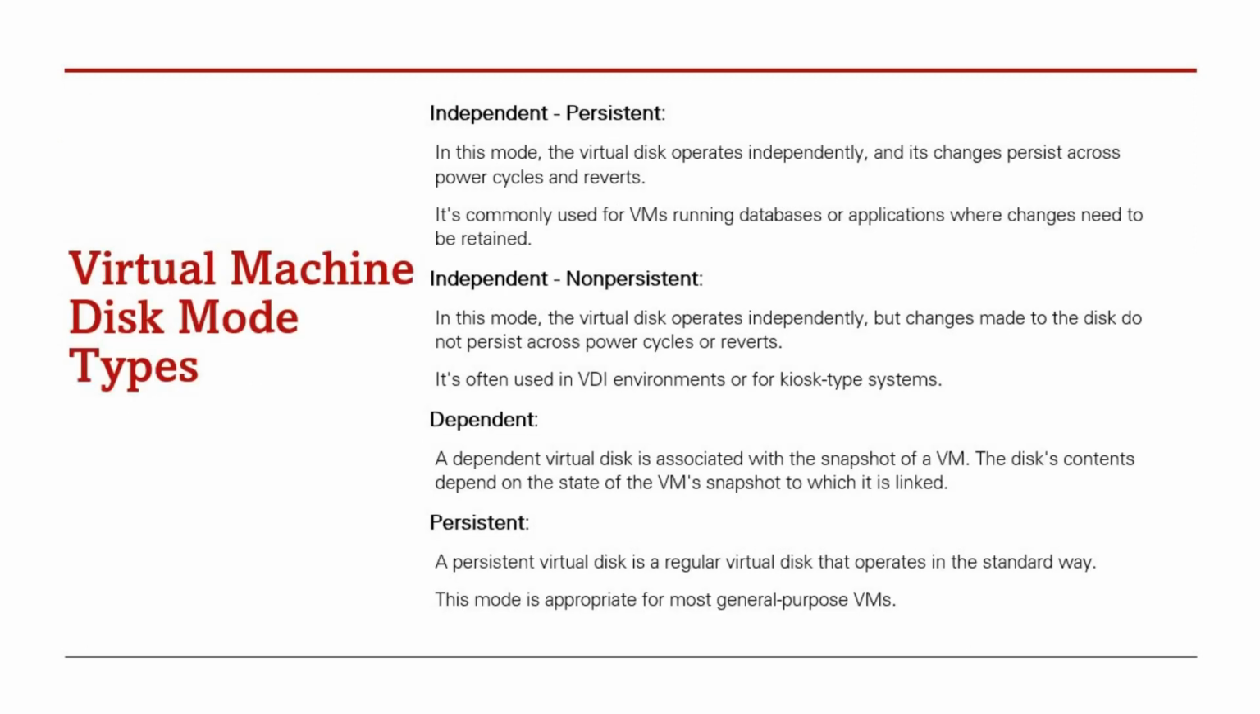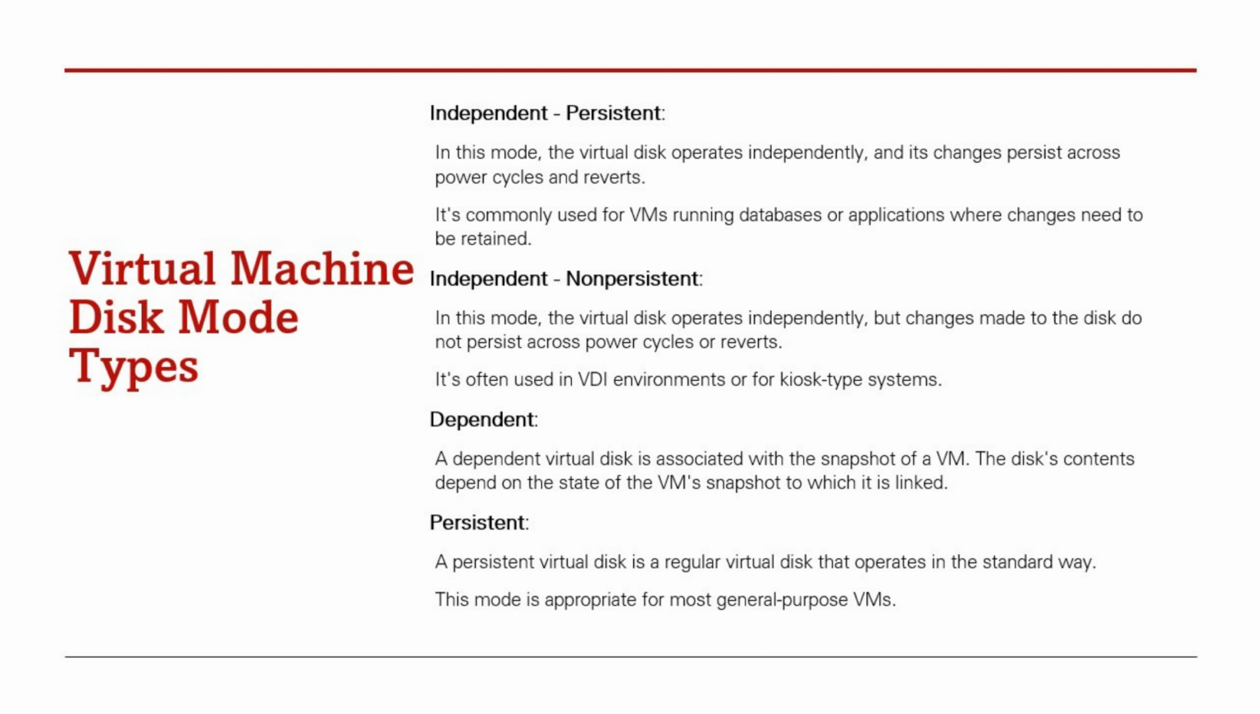Virtual machine disk mode types. Independent, persistent. In this mode, the virtual disk operates independently and its changes persist across power cycles and reverts. It's commonly used for VMs running databases or applications where changes need to be retained. Independent, non-persistent. In this mode, the virtual disk operates independently, but changes made to the disk do not persist across power cycles or reverts. It's often used in VDI environments or for kiosk-type systems.